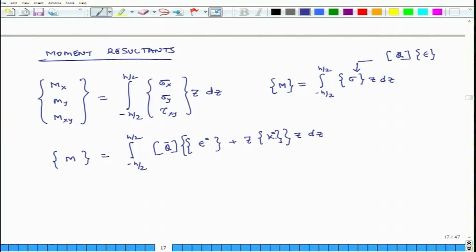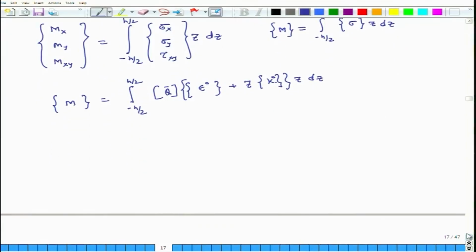Now, using the same logic which we explained earlier, within a layer the mid plane strains are constant, the curvatures are constant, and also Q bar is constant. So, I can integrate within a layer, but as I move from one layer to another, I have to add up, because Q bar jumps from one layer to another. So, for a laminate with n layers, this becomes a summation from k equal to 1 to n.